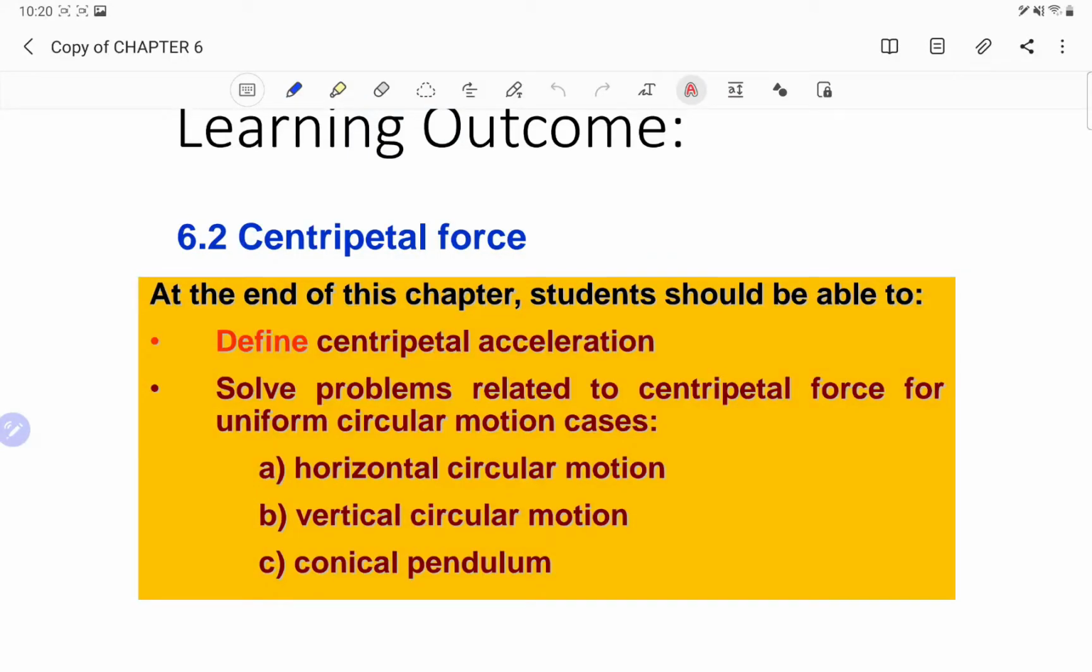Okay, let's continue with chapter 6, circular motion. For this video, we're going to look at 6.2, centripetal force. The learning outcomes are for you to be able to define centripetal acceleration and then solve problems related to centripetal force for uniform circular motion in three cases. The first one is horizontal, vertical, and then conical pendulum circular motion.